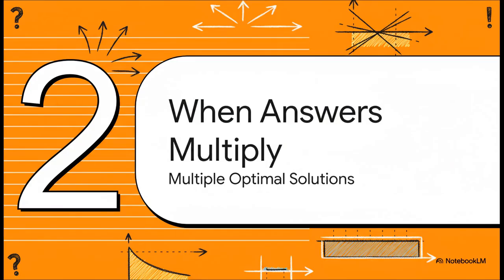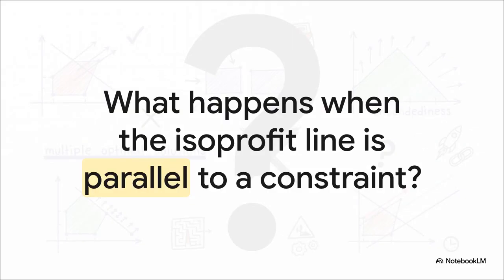And this brings us to our very first exception, the case of multiple optimal solutions. This is where that whole simple idea of finding the one best answer gets thrown right out the window. The whole thing really hinges on this one question. So you have your isoprofit line. Just think of it as your goal line. You're sliding it across your graph, trying to find the highest point it can touch in your feasible region. Normally, it just kisses one single corner. But what happens if that goal line runs perfectly parallel to one of the boundary lines of your region?